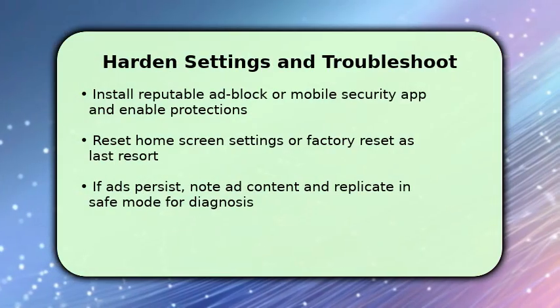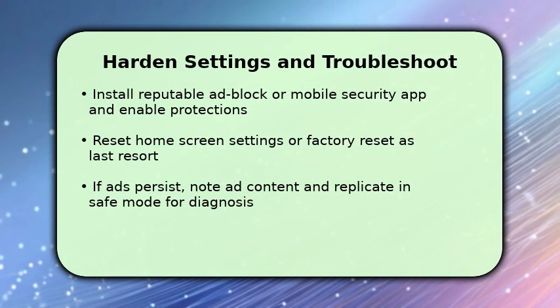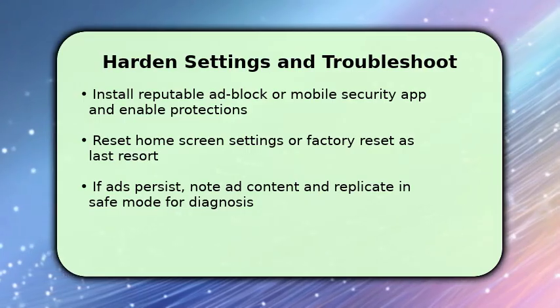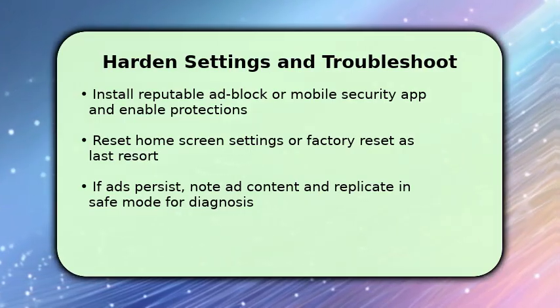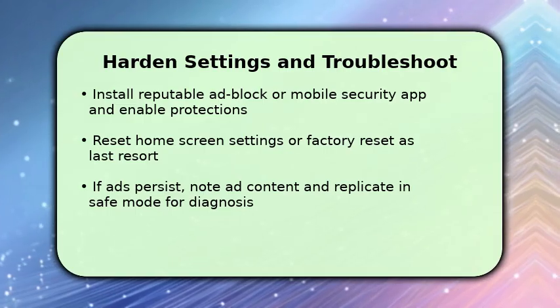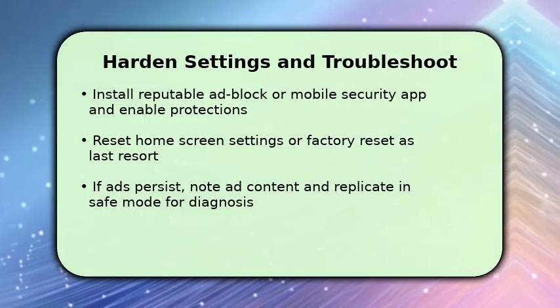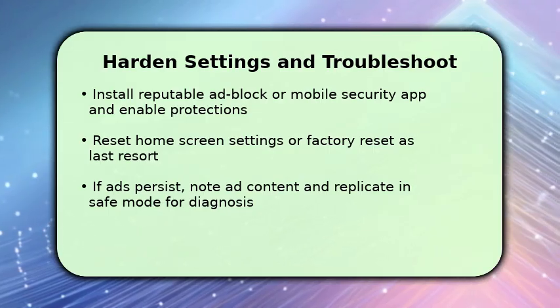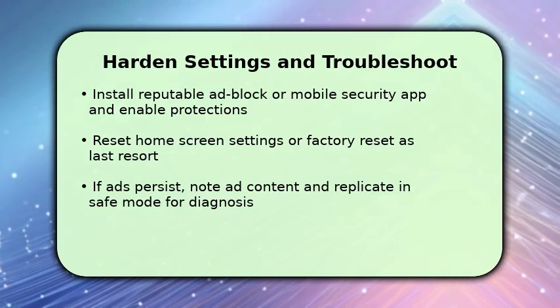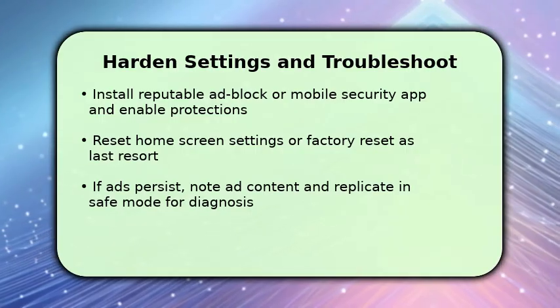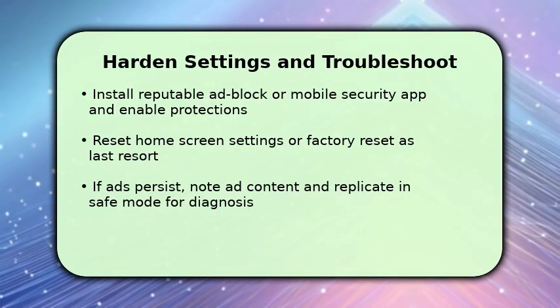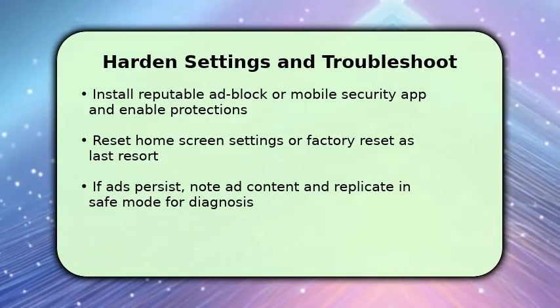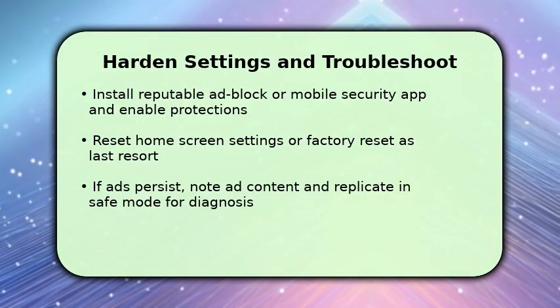To finish, harden your device to prevent recurrence. Install a reputable ad block or mobile security app and enable real-time protections and permission monitoring. Reset your launcher or home screen settings if residual settings keep showing ads, and only consider a factory reset after backing up data. If ads persist, reproduce them in safe mode and capture the ad text or image. That detail helps identify the responsible package.